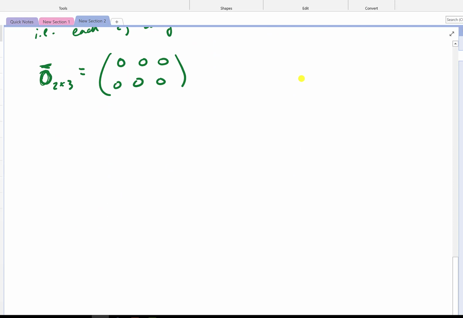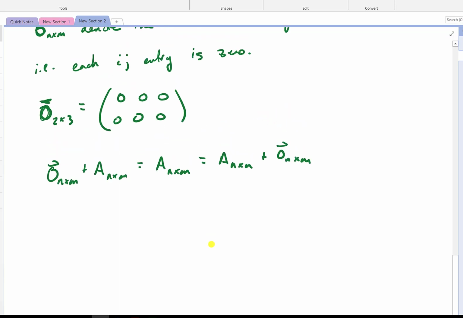And I'm not going to prove this to you. It's easy to prove, so you can take a look at it on your own. But notice that if we take the 0 of the n by m matrix and add it to some other n by m matrix, we're just going to end up with that original n by m matrix. And in fact, that's the same as if we had interchanged the order, n by m plus 0 n by m.